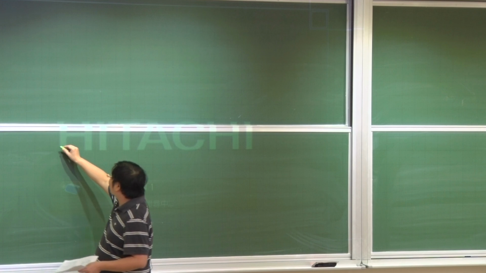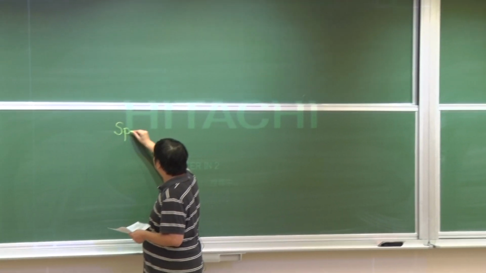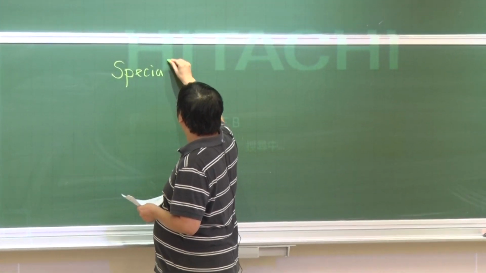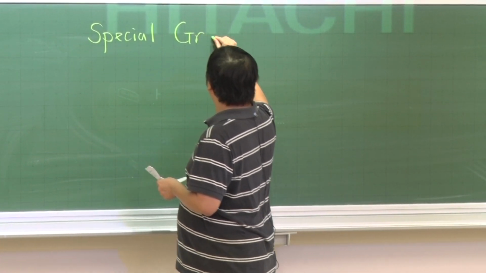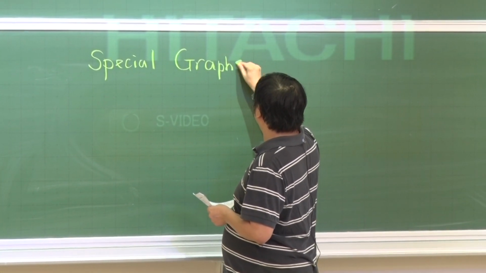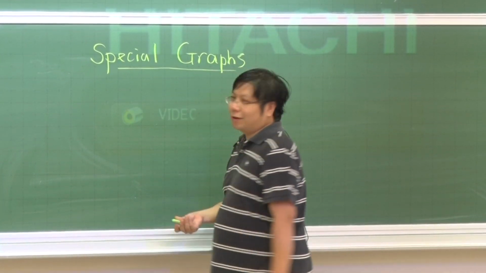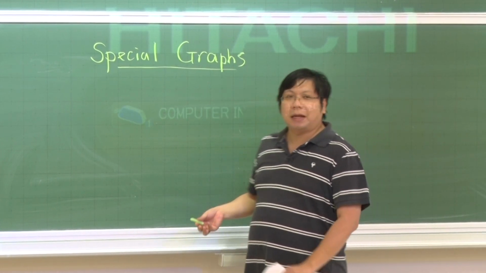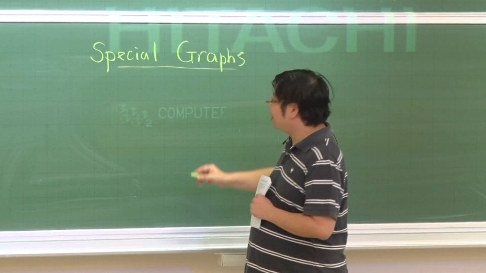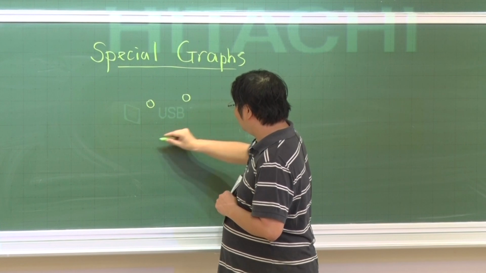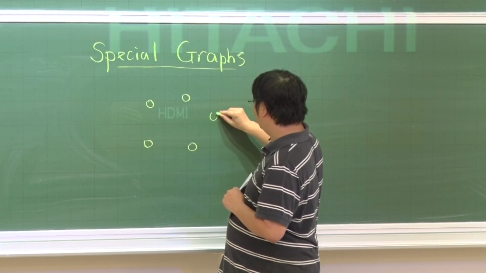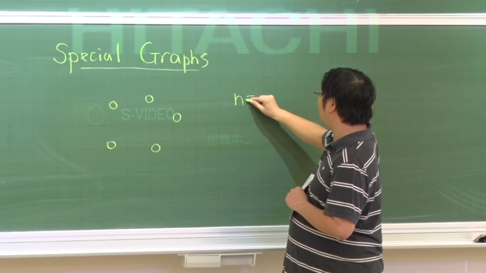So today, let us talk about some special graphs. Suppose that we have a graph that has n vertices. So let's say n vertices. In this case here, n is equal to 5.